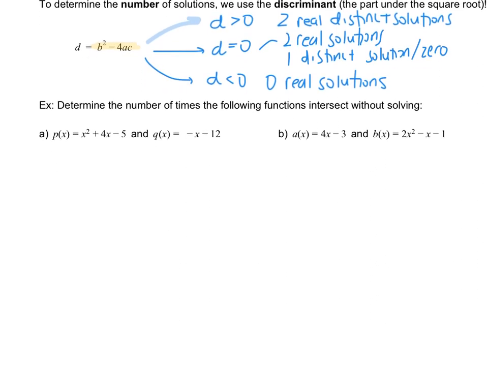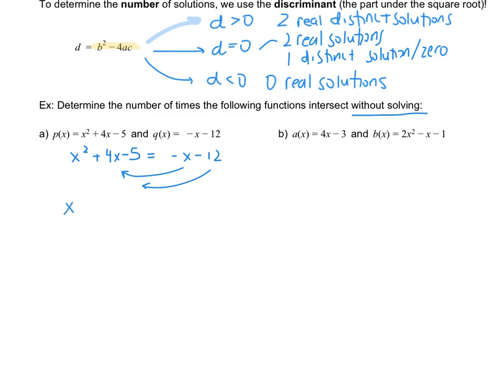So for these 2, we're just trying to determine the number of times the following functions intersect. And we're not going to solve because that's a waste of time. And if you ever see that it says without solving, that just means without actually factoring or using the quadratic formula. Using the discriminant is not solving. So first thing we want to do is still set it up as if we're solving. So I'm going to set x squared plus 4x minus 5 equal to negative x minus 12. And I'm going to bring everything over. You have to pretend you're about to solve to use the discriminant.